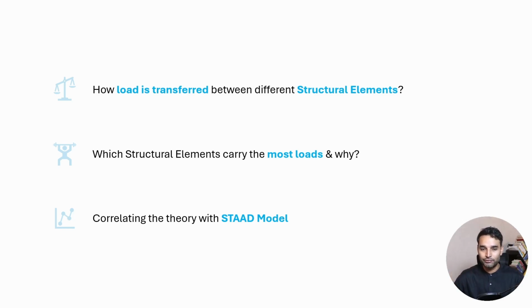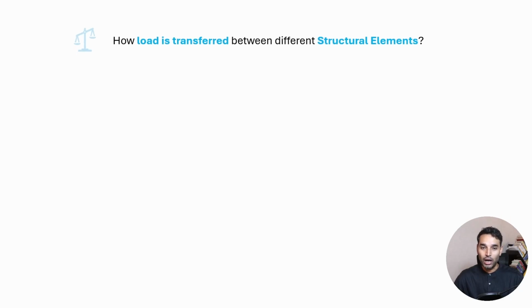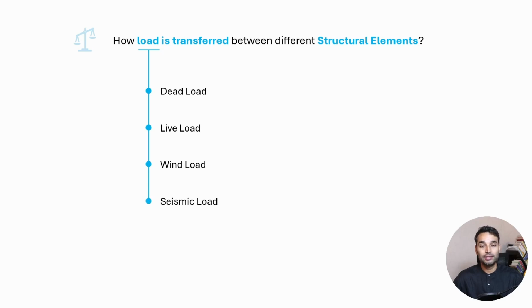So let's start off with the first thing itself, as to how the load is transferred between structural elements. We'll go through an overview and then we'll jump into the STAAD Pro model. Right here, we'll be talking about the load itself first. Now, in general, the loads are categorized into 4 different types: the dead load, the live load, the wind load, and the seismic load.